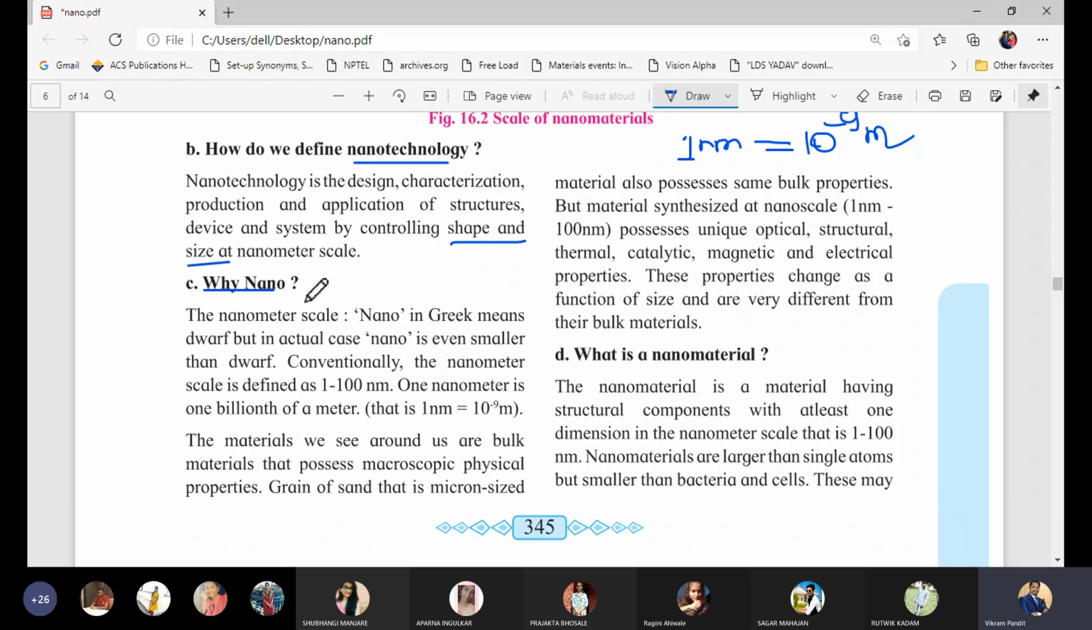But why nano? Why is the name given as nano? The word nano in Greek means very small, or its actual meaning is dwarf. Dwarf means small, but a dwarf is a little bit larger, while nano has an even smaller size than a dwarf. So actual nano means if the scale is between 1 to 100 nanometer, that particle is known as a nanoparticle.